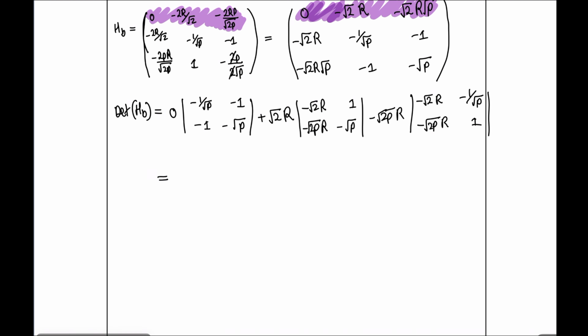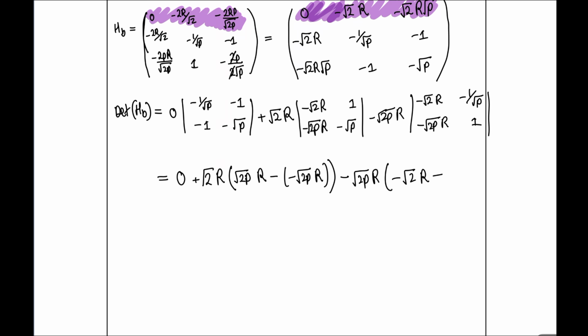So what is left behind is 0 plus 2 plus root 2r. And then when we find the determinant of this matrix, we get root 2pr minus root 2pr, and then minus root 2pr minus root 2r minus root 2r. Because that multiplied by that is positive root 2r, and then the determinant is AD minus BC.